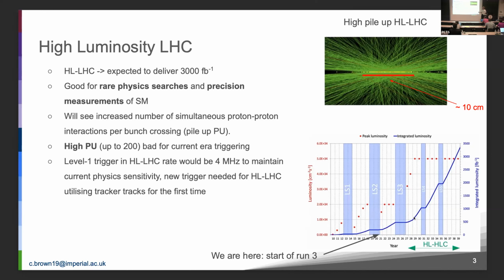So if we were to keep the current level 1 trigger in CMS for the high Lumi LHC, our rate will be about 4 megahertz. And so this is just impossible for us to maintain. So if we want to maintain our current physics sensitivity, we basically just need to have a new trigger. And to make this possible, we'll be using tracker tracks within the trigger for the first time, in this hardware level trigger.